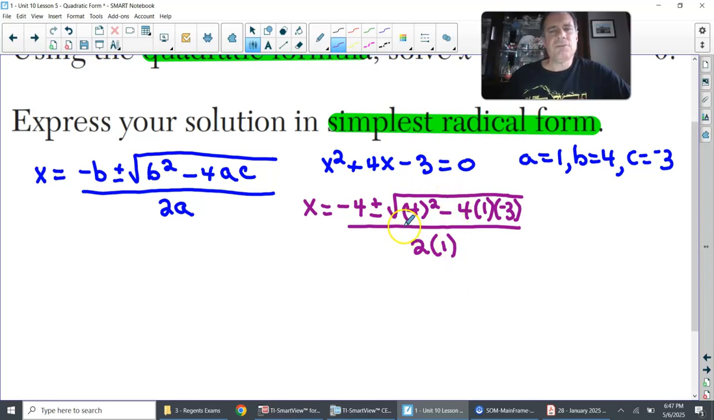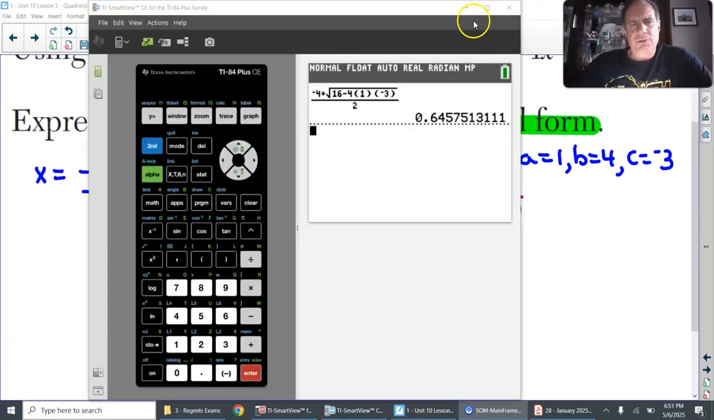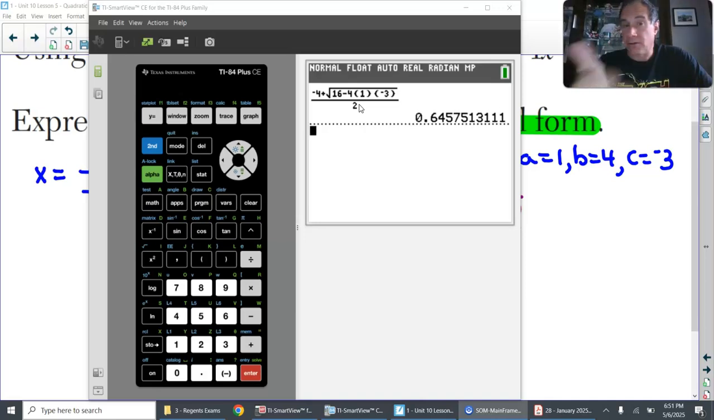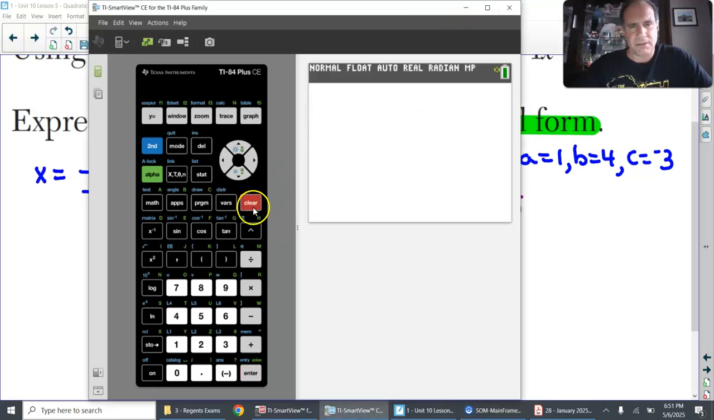Now, when we do simplest radical form, just remember, it is not going to come out as a radical in simplest radical form. So notice if it says simplest radical form, if you put this whole thing into the calculator, you are going to get a decimal, and that is not simplest radical form. So what you do have to do is a little bit different here.